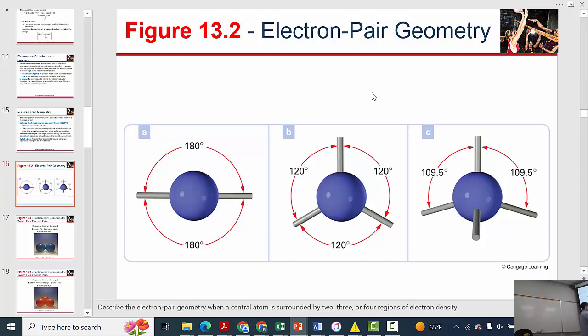And we have names for this. This is called linear. This one's called trigonal planar. And this one's called tetrahedral. Tetrahedral is like a sphere. It's like a ball. Each of those legs is the exact same as the others, so we don't have legs and arms. They're all legs.